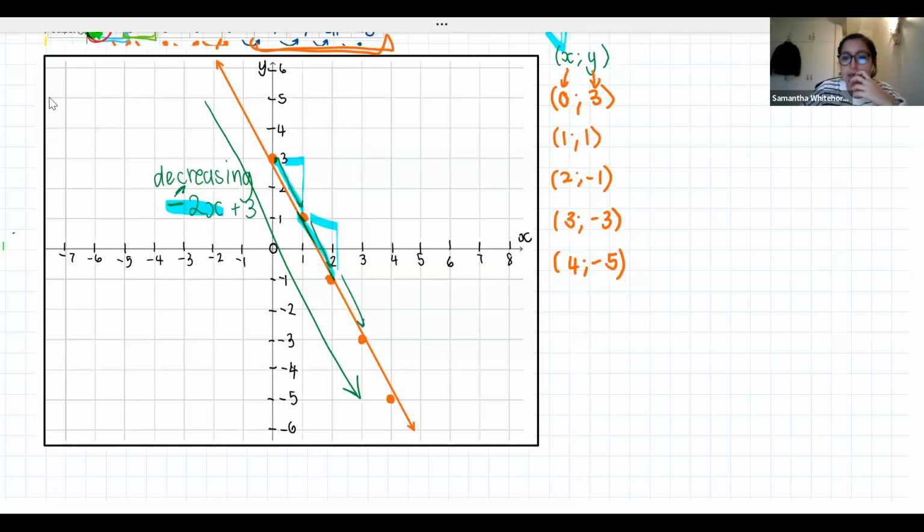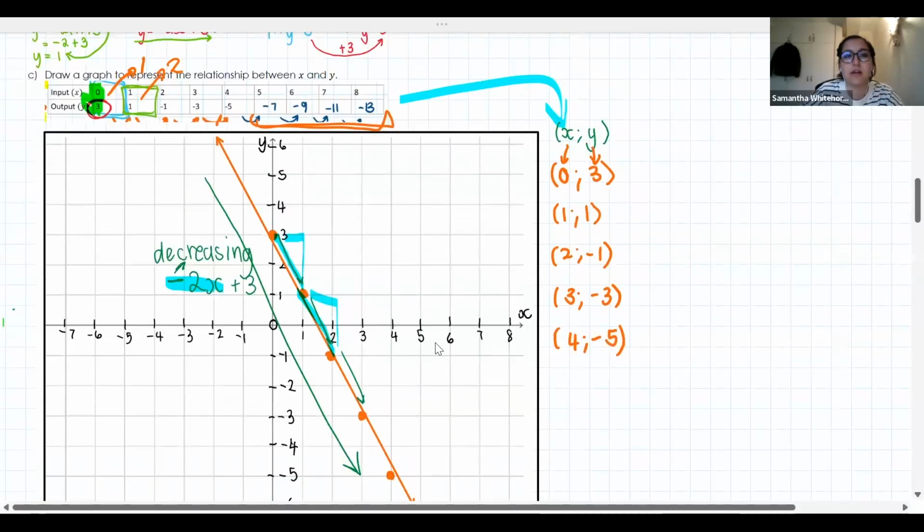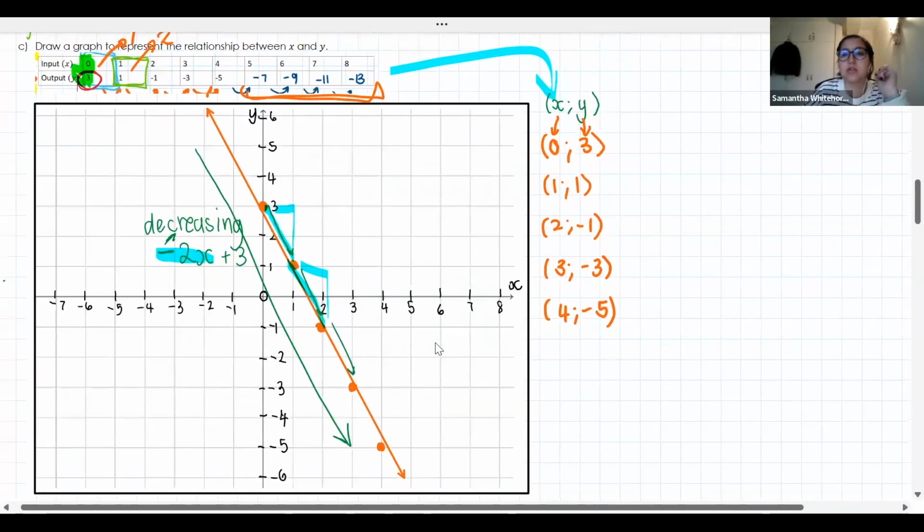Good, grade 8. Let us have a look at another example. Actually, sorry, I don't think I've waited long enough here for you guys to take a screenshot. So take a screenshot of the graph and then we'll have a look at another example.